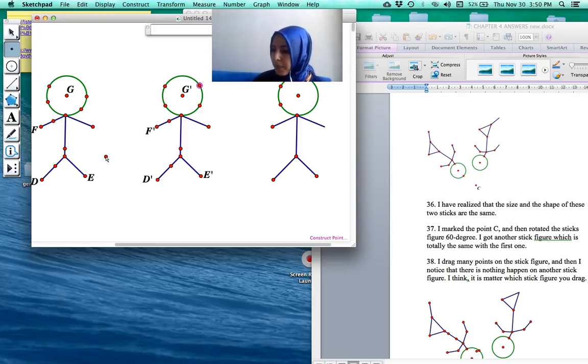I translate the second stick figure to have 3 stick figures on the screen. What do you notice about the size and shape of the 3 stick figures? As you see, this is the third one that I transformed, and they are also totally the same as these 2 sticks. Question 9. How is the location of the stick figures related to the translation vector?